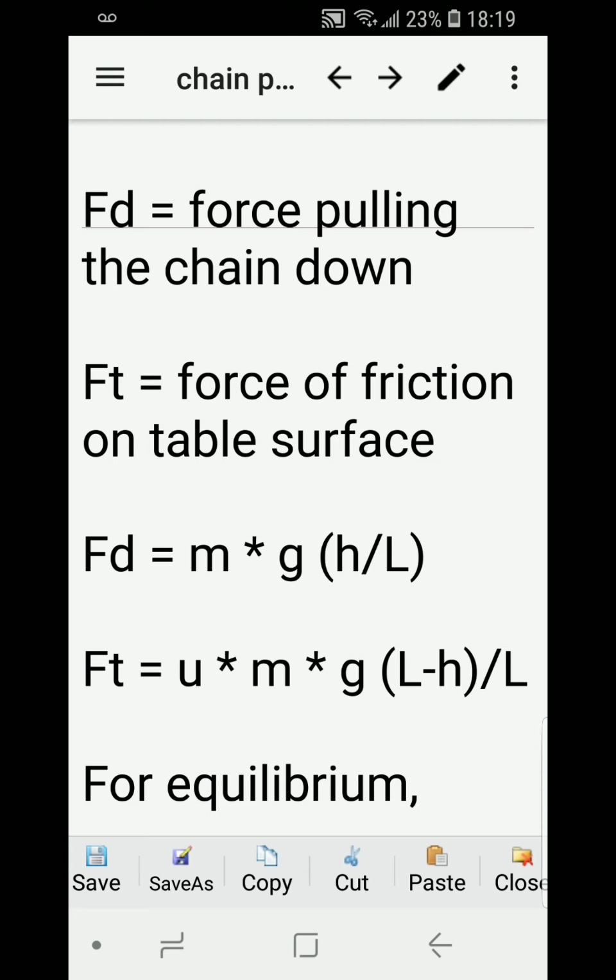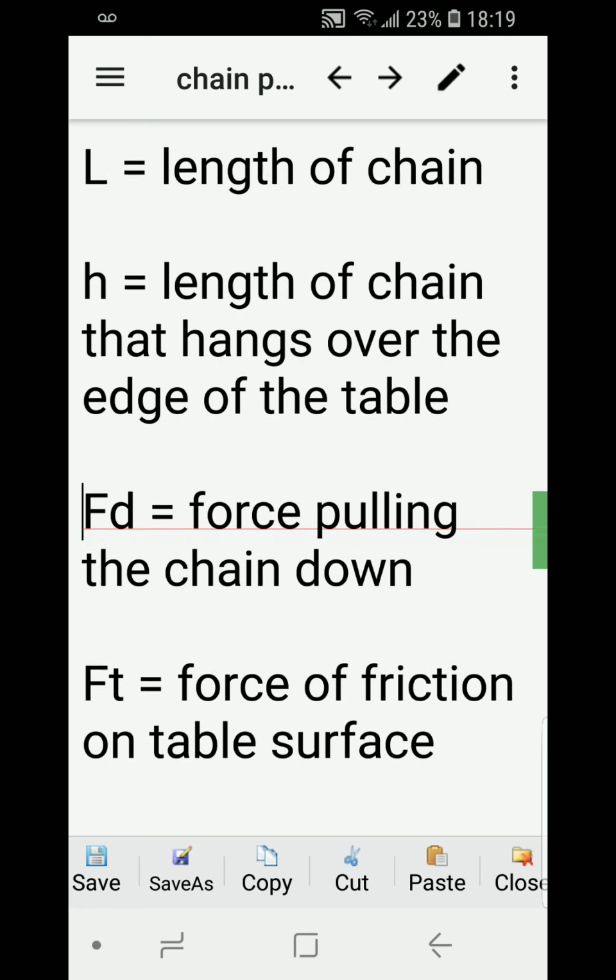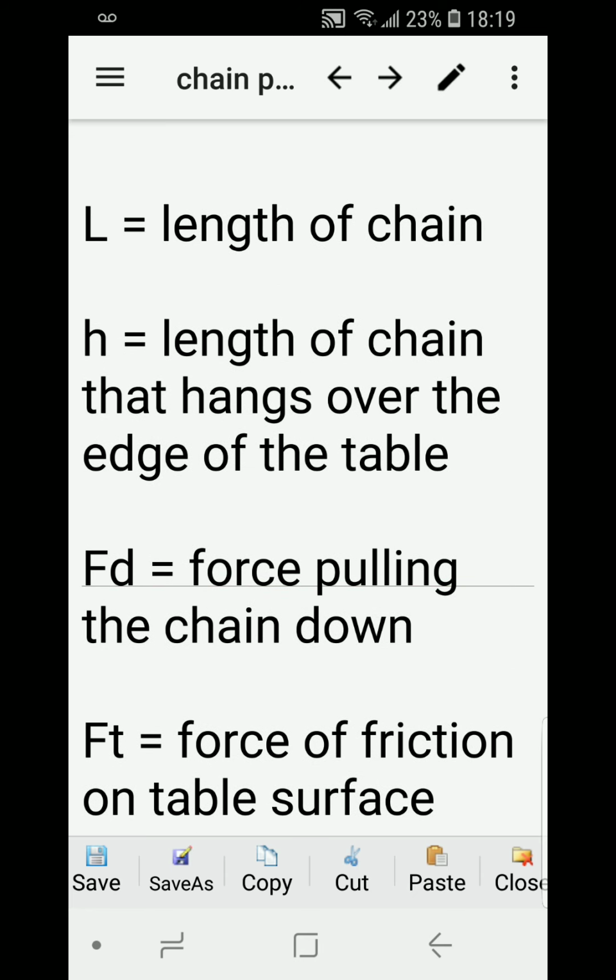The formula for the force pulling the chain down, we've got the mass of the chain times G. The G is the constant of gravity, times H over L. Now H is our length of chain that hangs over the edge of the table, and L is the length of chain.